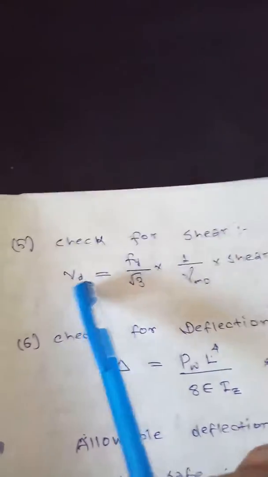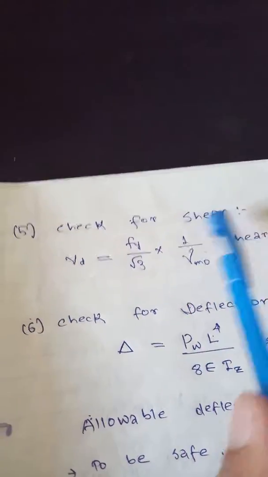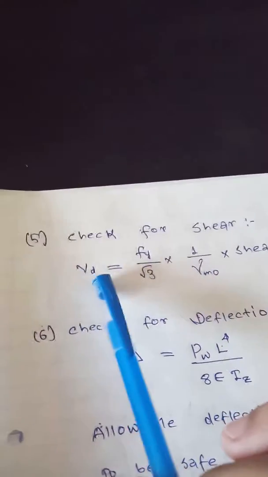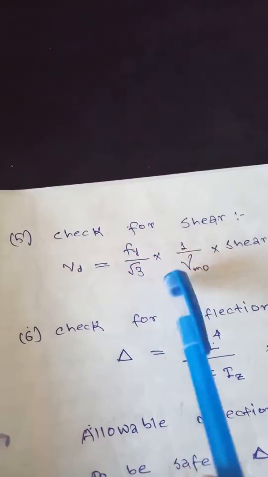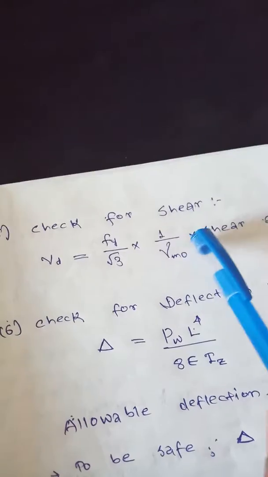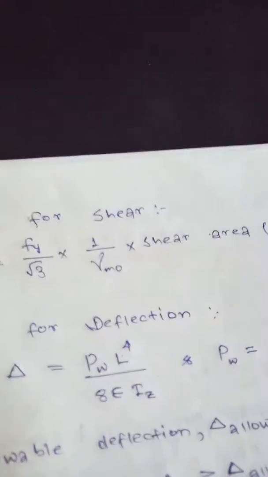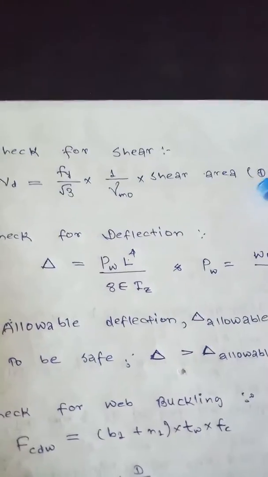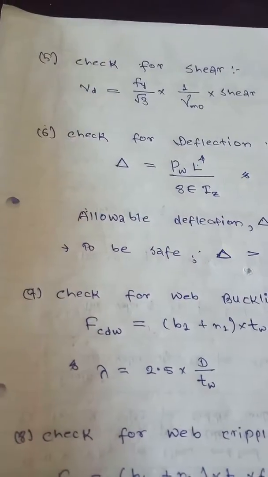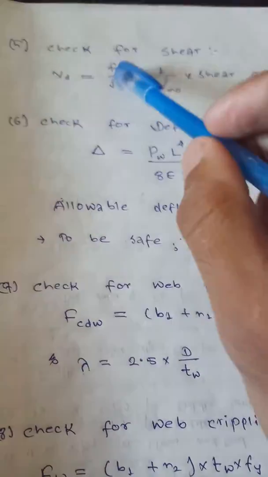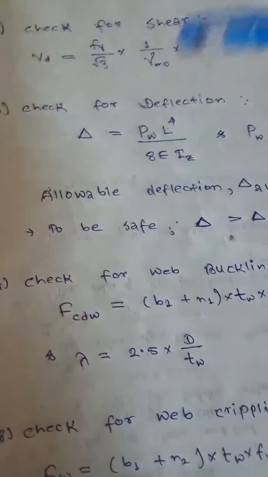So one by one I'm going to explain. To check the shear, we have the formula V suffix d is equal to fy by root 3 into 1 by gamma m0 into shear area. Shear area is nothing but d into t suffix w. What t suffix w and d are, I will tell you after this.